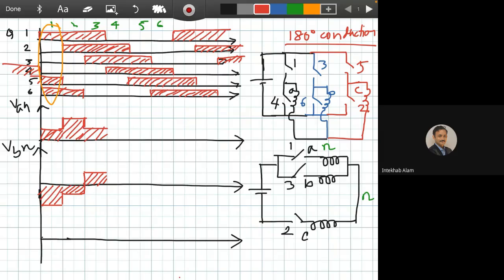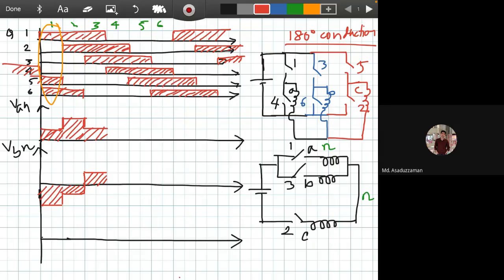So in mode 4, which switches will remain on? 2, 3, 4. Good.